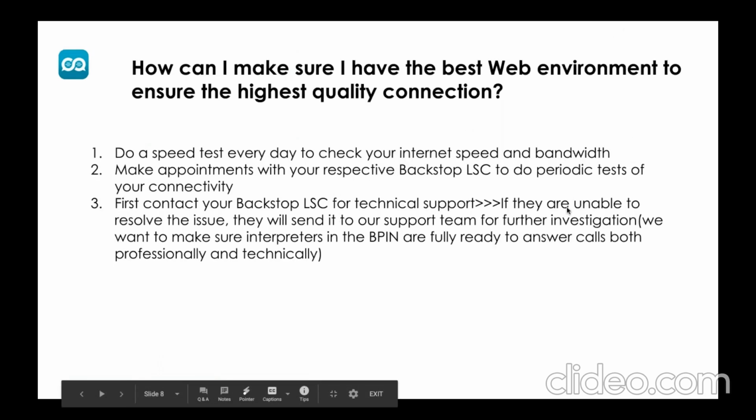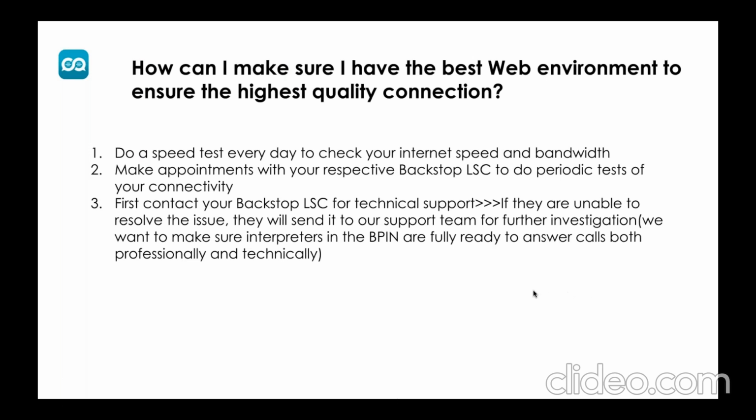Okay, so let's talk a little bit about the web environment. We did go over this a little bit, but be sure to always test your network, and the network test is the Twilio speed test or network test, because that's the interface we use for our platform. So that's the best one to use to ensure that you have the best quality for the web environment and the highest quality connection.